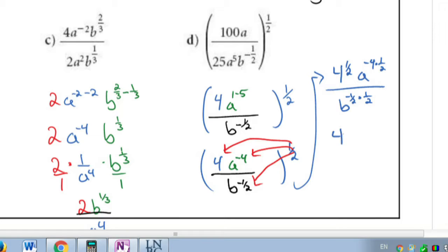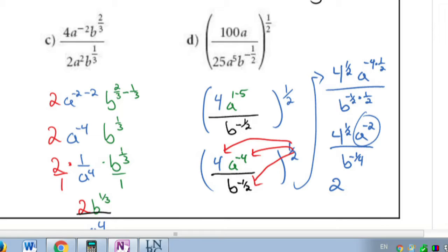Let's do the multiplication. 4 to the half. Negative 4 times a half is going to be negative 2. And a half times a half is going to be negative a quarter. All right, 4 to the power of a half is the same thing as 2, because 4 to the half is the square root of 4.